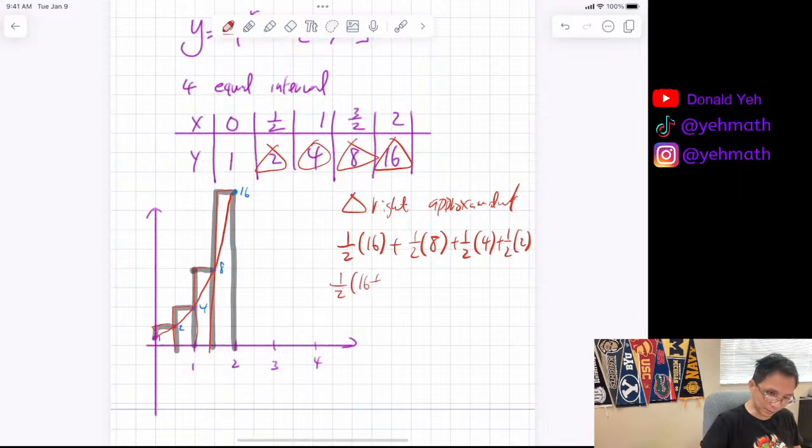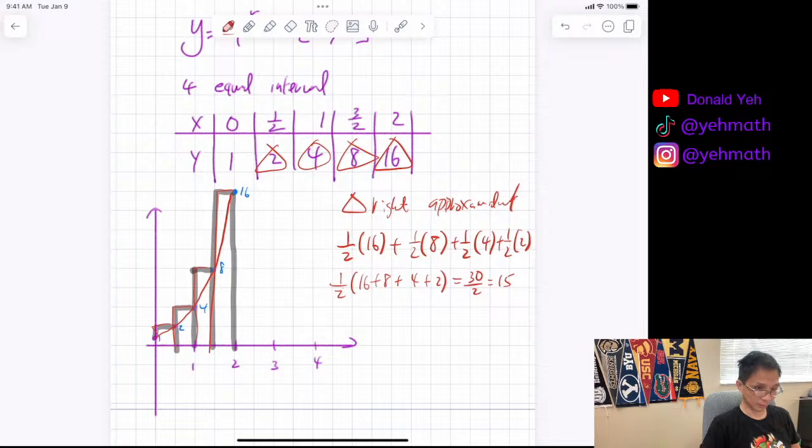Also, sometimes you can do this: 1/2 times 16 plus 8 plus 4 plus 2, since they all share 1/2. 16 plus 8 is 24. 24 plus 4 is 28, plus 2 is 30. And 30 divided by 2 is equal to 15. That's the right hand approximation. Got it? And that's 4 subintervals.